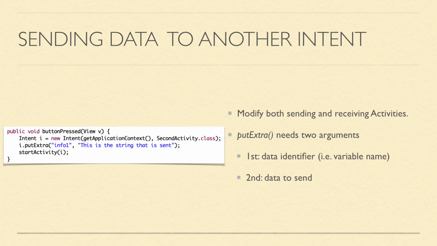But info1, in this case, it's an identifier. It's kind of hard to explain. It's like a variable, but it's something you can refer to later when you receive the data. So it's like the strings.xml. You give it a short name version of it, and then that retrieves the rest of the information. So it's similar to strings. So info1, I can refer to info1 later, and that will actually be the string. This is the string that is sent. And then you start the activity, just like before. So that's how you send data.